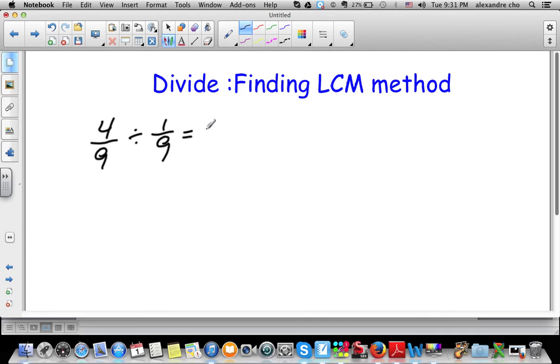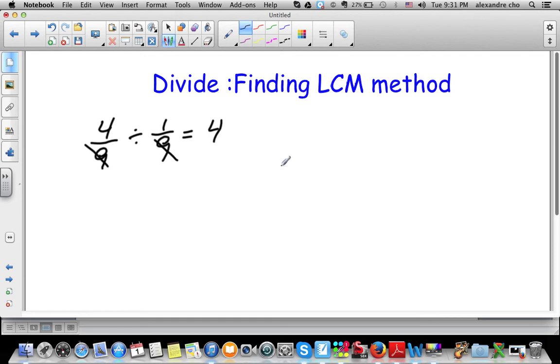Now, when the denominators are the same, obviously you don't have to find the LCM. So you're good here because the denominators are the same, so there's no need to. But the one thing that you can do is cross these two out when they are the same. And 4 over 9 divided by 1 over 9 becomes just simply 4 divided by 1. And what's 4 divided by 1? It's 4.